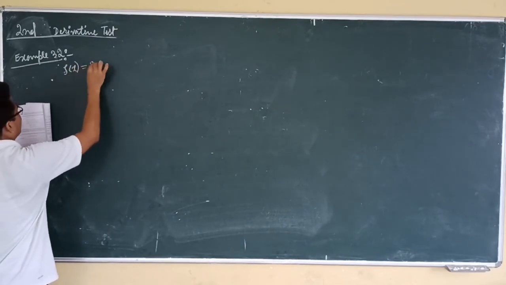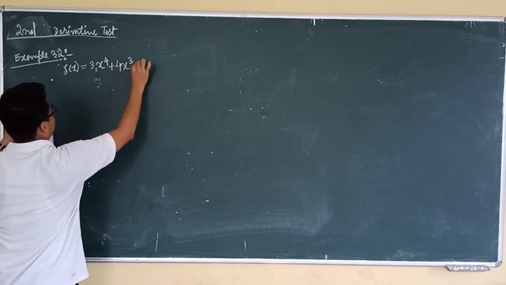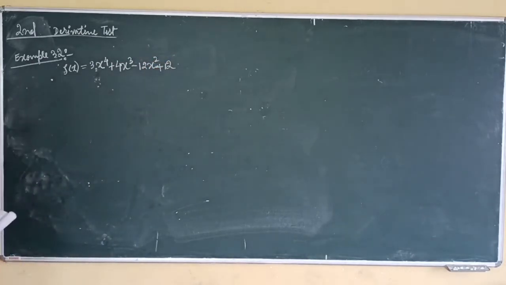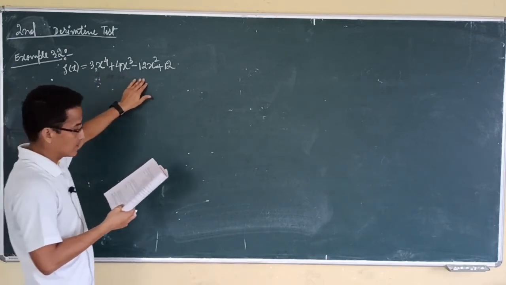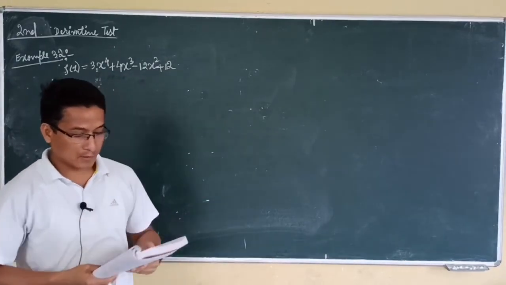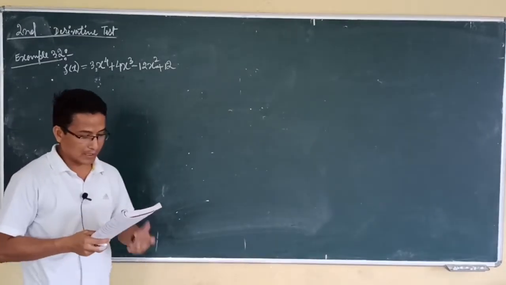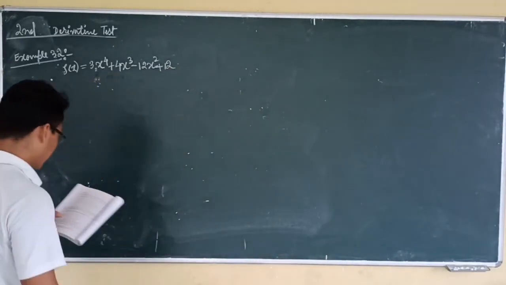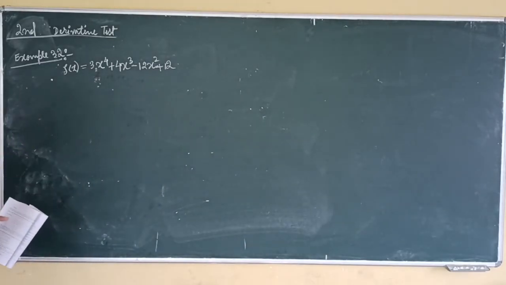f of x equals 3x to the power 4 plus 4x cube minus 12x square plus 12. So this is the function. Now here we are going to find the local maxima and local minimum value of that function.